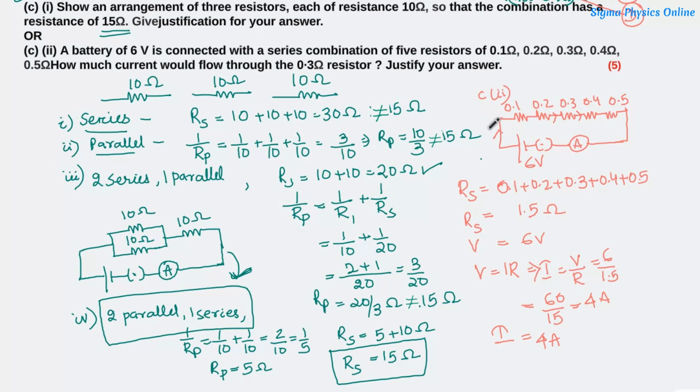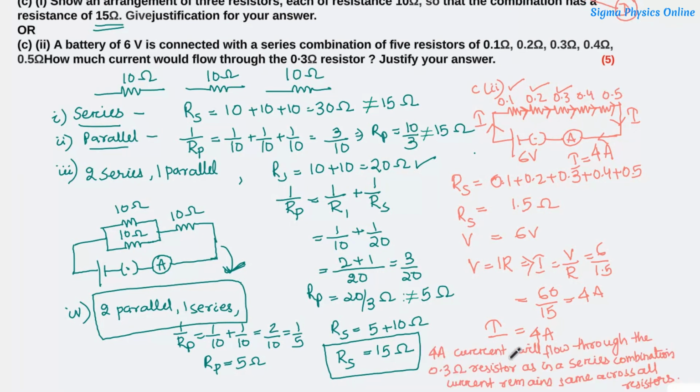Now this value of current will flow in the entire circuit. So the value of 4 ampere will be through the entire circuit, and because current has only one path to flow in this circuit, 4 ampere current will pass through all these resistors. Hence the question is how much current would flow through the 0.3 ohm resistor. So we'll write 4 ampere current will flow through the 0.3 ohm resistor, as in a series combination the current remains the same across all resistors. So this is the solution to this question.